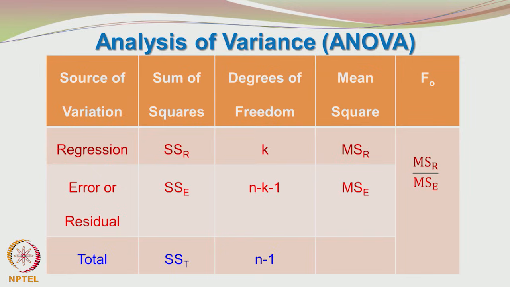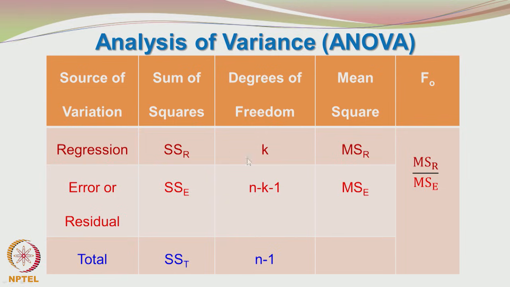So, we scale the regression sum of squares with its degrees of freedom, and so we have SSR by k, which will give you the mean square regression. Similarly, the sum of squares of error divided by n minus k minus 1, which is the degrees of freedom associated with the error component, would give you the mean square error. The ratio of MSR to MSE will give you the F value.